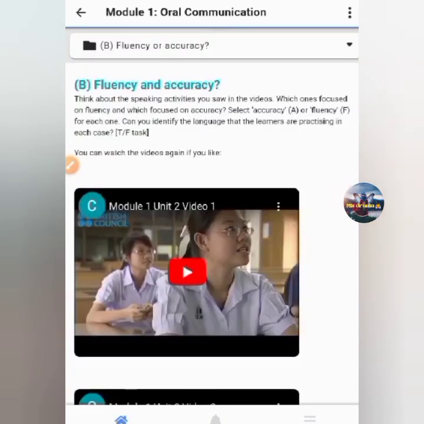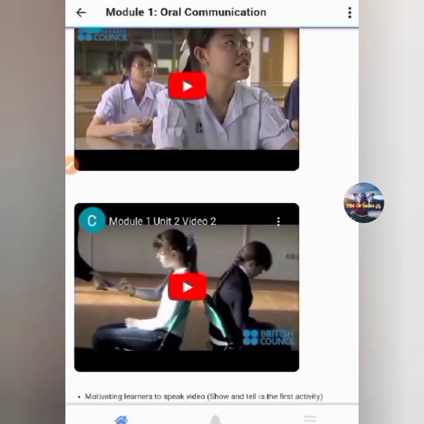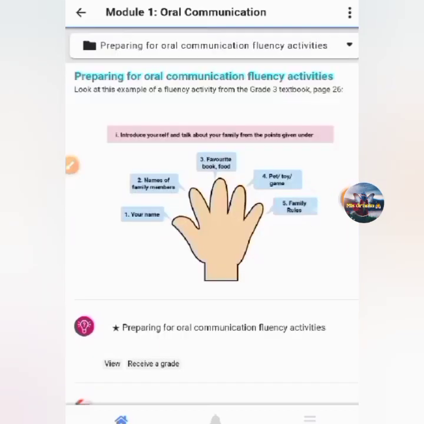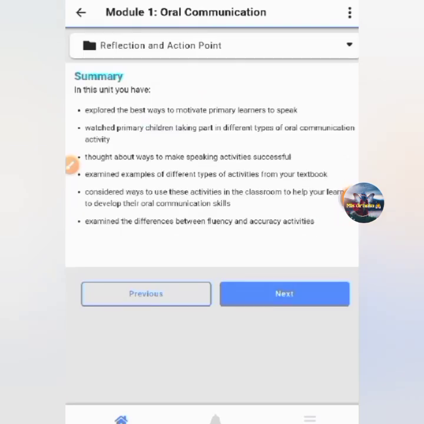Next topic is fluency and accuracy. Basically, fluency is the flow of the words, and accuracy is the correct pronunciation of the word. So these two concepts are included in this chapter, and in this app you can find two videos to understand them clearly. One activity is given in this chapter. You can perform 5 steps. First, your name, your family, etc., for this accuracy activity. So, what would be the summary?